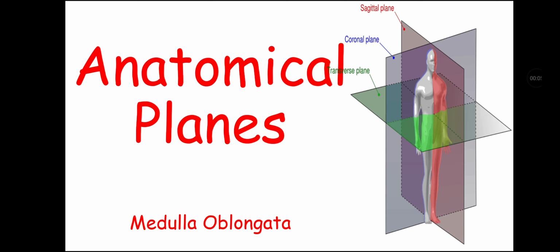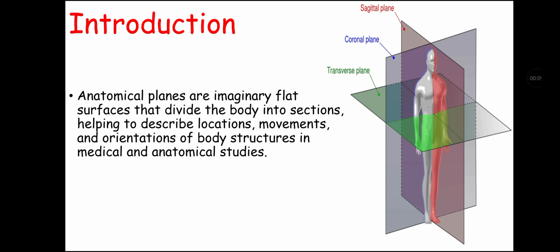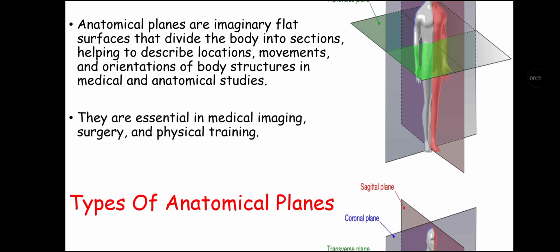Today we are going to talk about anatomical planes. We will start our topic with introduction. Anatomical planes are imaginary flat surfaces that divide the body into sections and help to describe location, movements and orientation of body structures in medical and anatomical studies. They are essential in medical imaging, surgery and physical training.